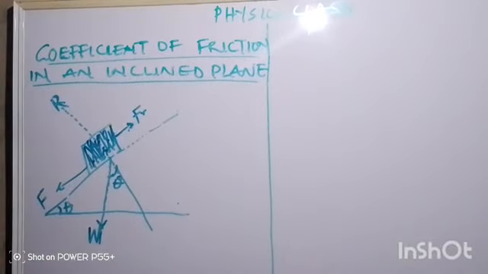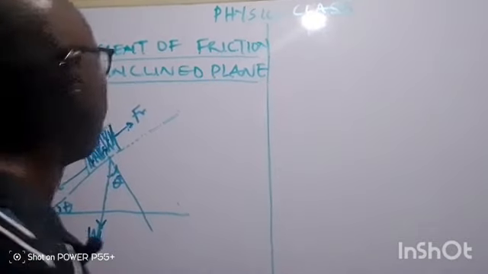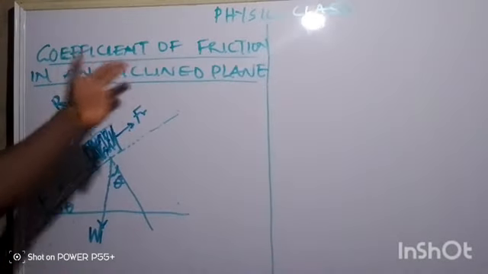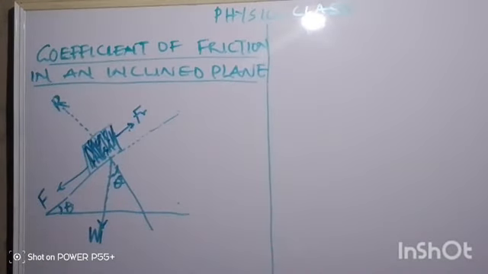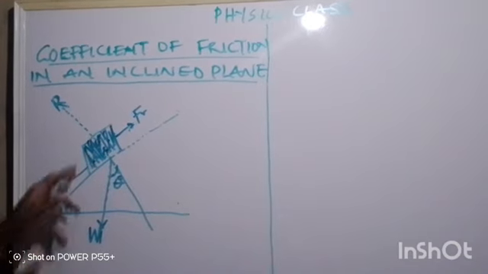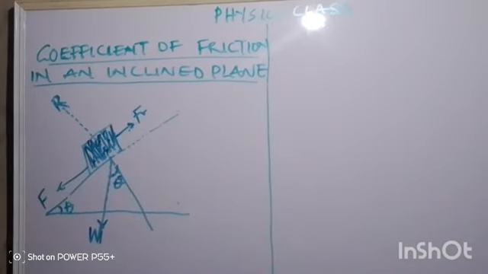In our last lesson, we stopped on coefficients of friction in a horizontal plane. And I promise that in the next lesson, we are going to look at coefficients of friction in an inclined plane. If you study what I've done on the board, look at this weight that is placed on this inclined plane, making an angle theta to the horizontal.